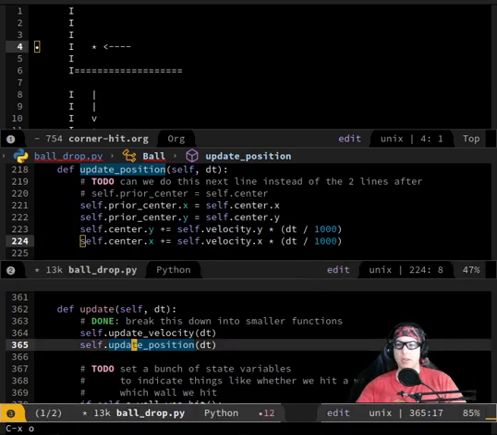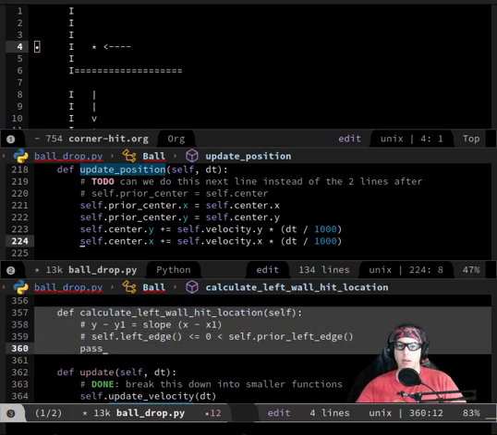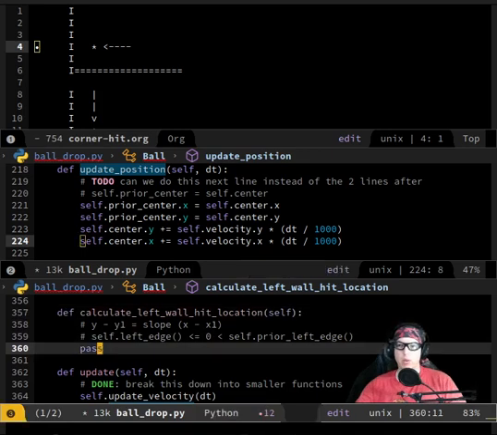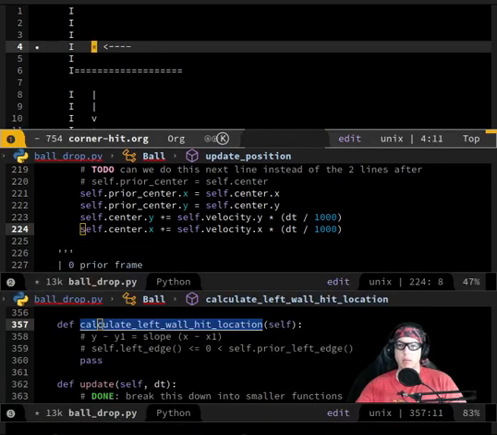So, which means by the time we get to here, we know we have this is prior wall hit, and this is prior center, and this is center. So we have X1, Y1, X2, Y2. That's what these are.